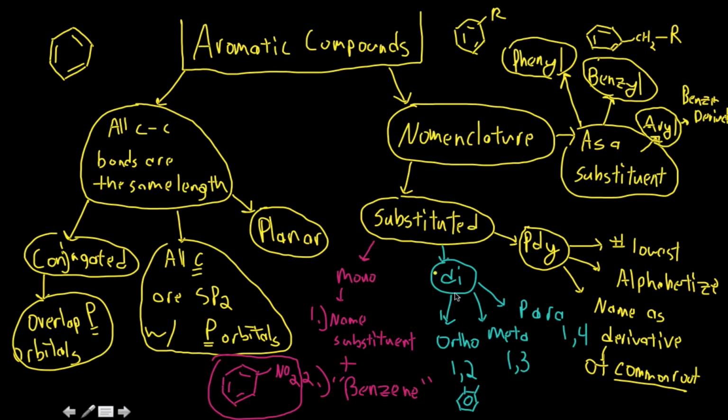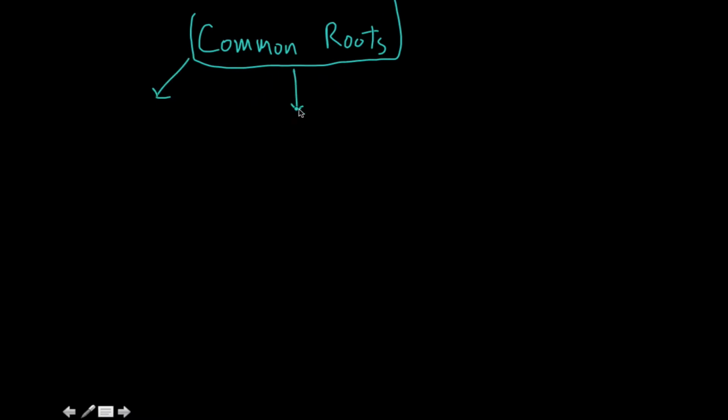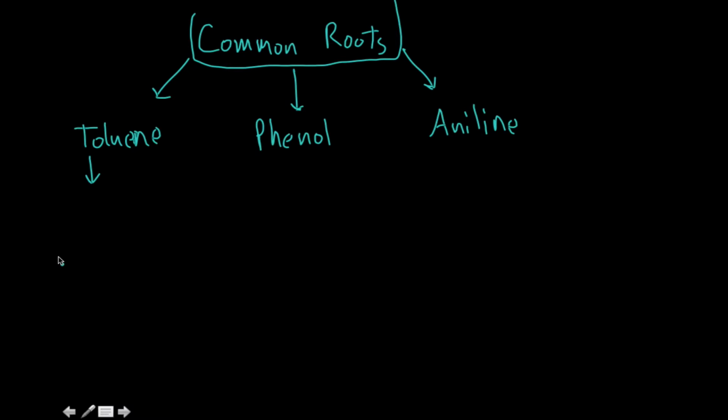Okay, so now I want to talk about common roots because I didn't have enough room in that last little diagram. So common roots for these type of things, there's really just 3 main ones that I think are important to know. Well, that the book gives. I'm not an organic chemist really. There's toluene. There's phenol, and then there's aniline. What do each of these look like? Well, a toluene is where you just have a benzene ring with a methyl group attached to it.